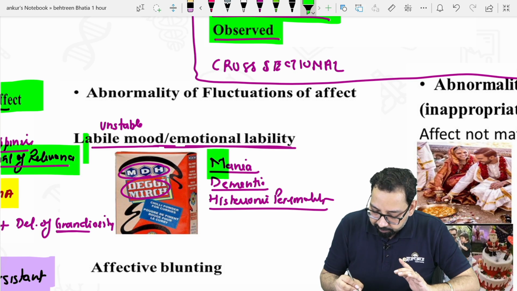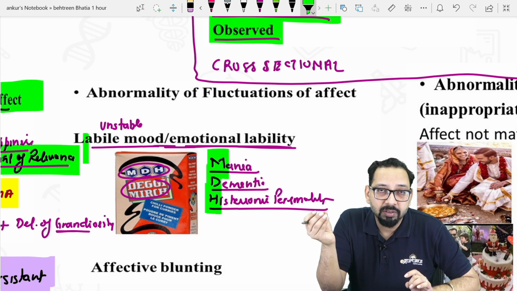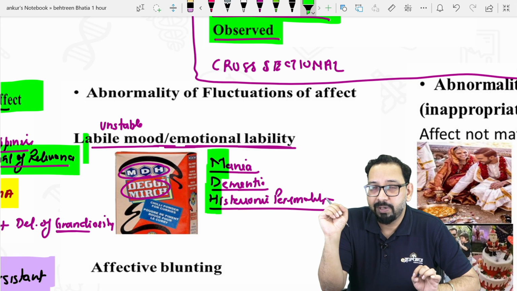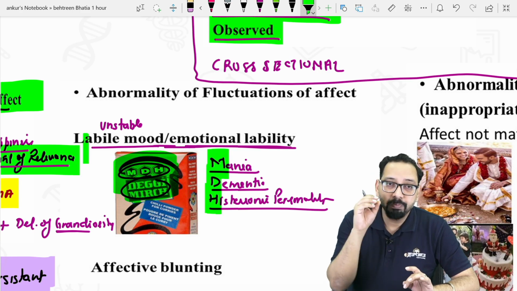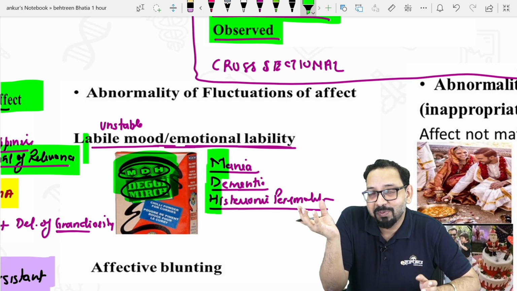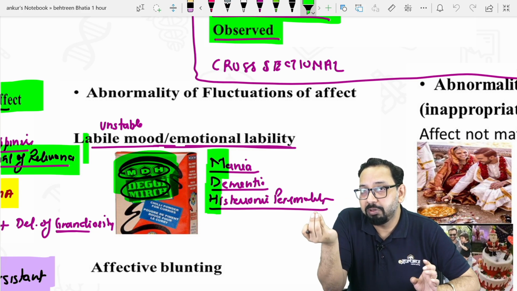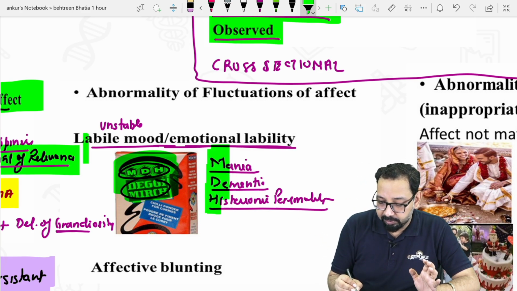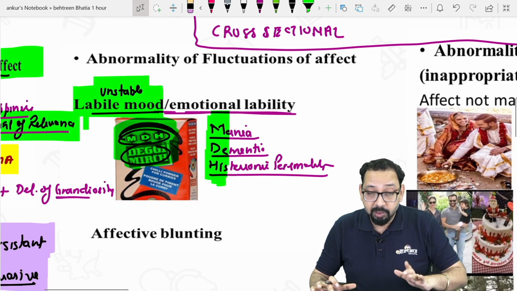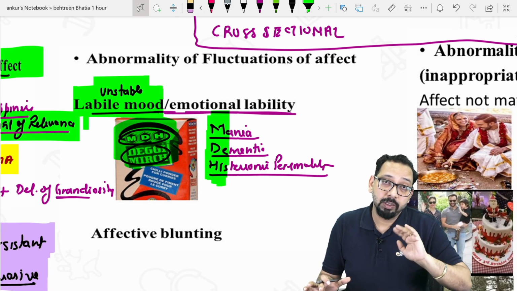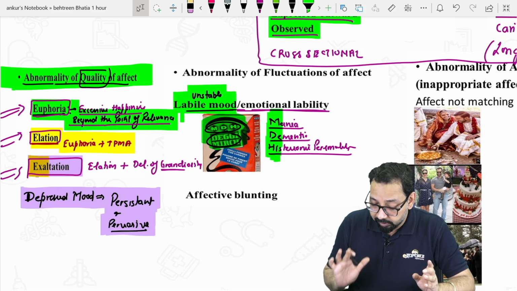Its mnemonic is MDH. This initial-letter mnemonic is called an acronym. This is a very weak memory technique, but you can make it stronger by adding the concept. Suppose a person is smiling and you give him MDH milk, he will immediately go into tears. So you will remember MDH, a person who is smiling goes into tears, means unstable mood or labile mood. So ultimately the goal is to remember, and you can remember conceptually. A mnemonic can be framed conceptually, a conceptual mnemonic, just like I added it with the concept.